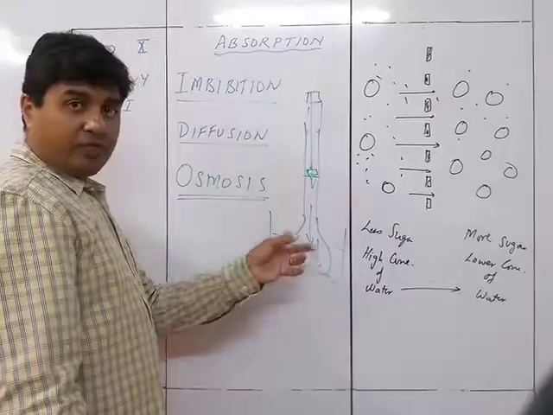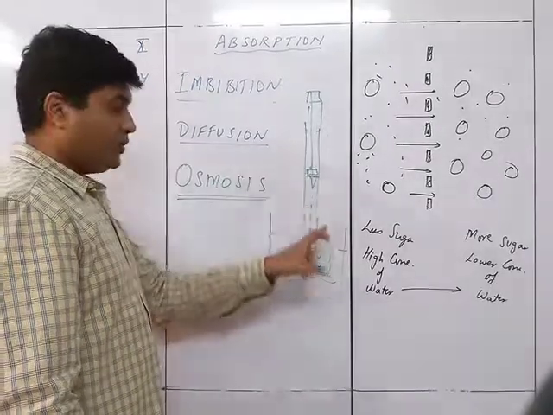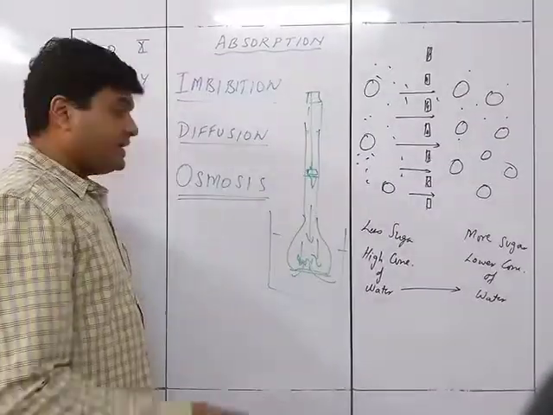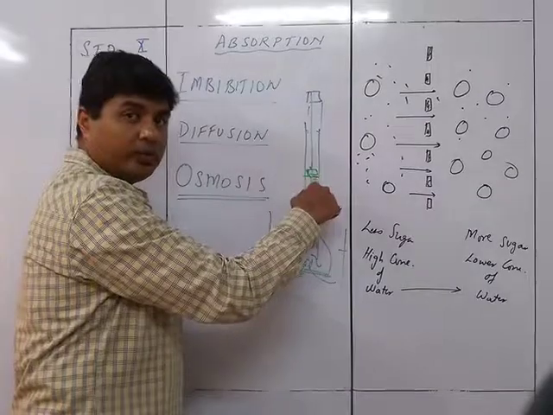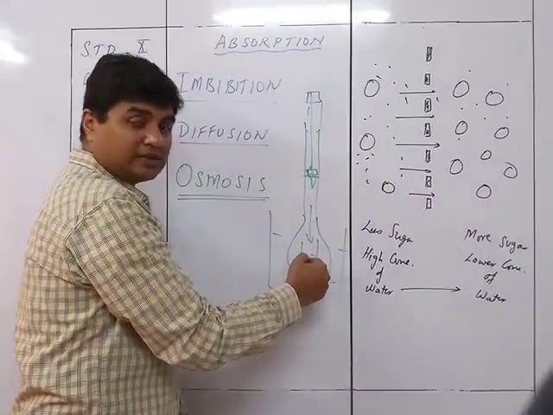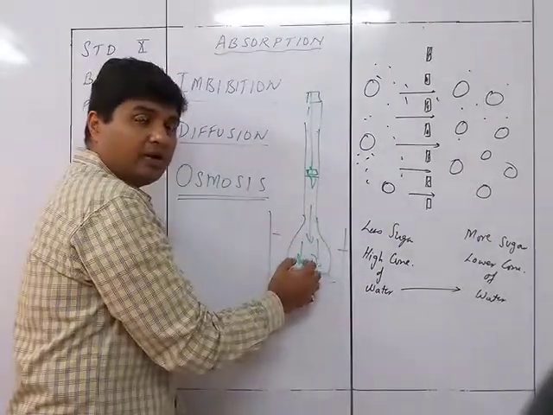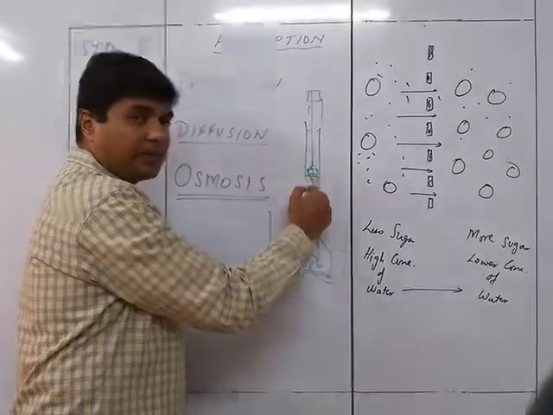As in the earlier case also, when the water level went so high that it was acting as a pressure. So you can see that if the pressure is exerted over here, then that pressure does not allow the osmosis to take place. So when is the osmosis taking place? When the pressure over here is greater than whatever is the pressure over here.